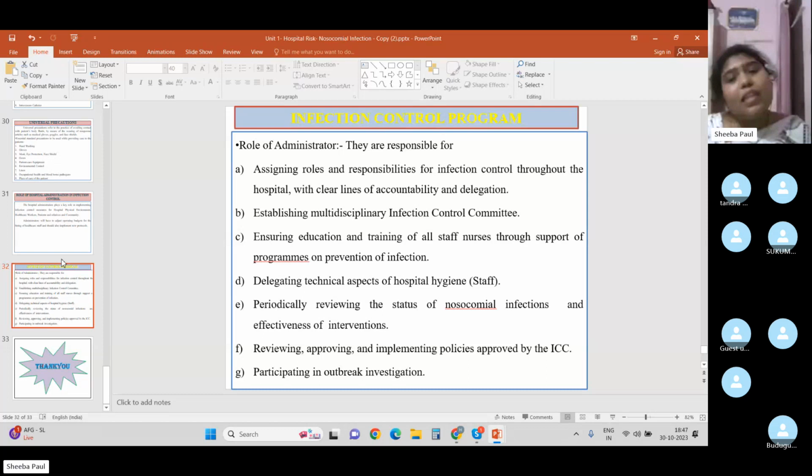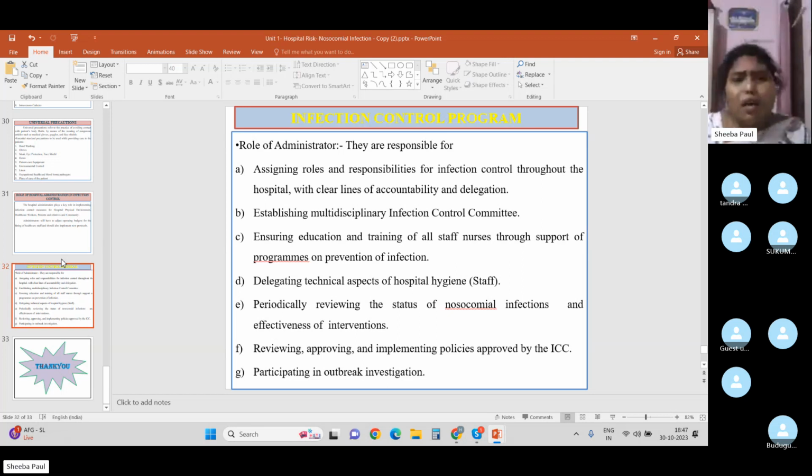Establishing a multidisciplinary infection control committee, ensuring education and training of all staff nurses through support of programs on prevention of infection. Whatever is documented, when you bring it to the administrators and management, they come up with the solution and they come and teach your particular organization or institute staff and the medical people, so that everybody will be aware of not making the same mistake again and again.